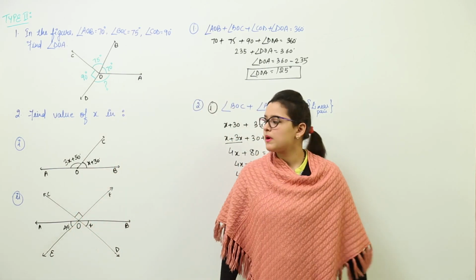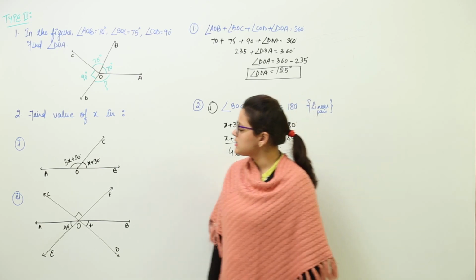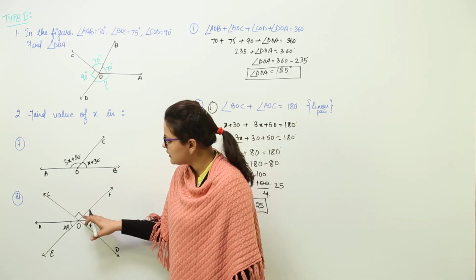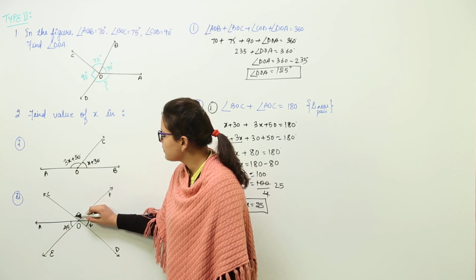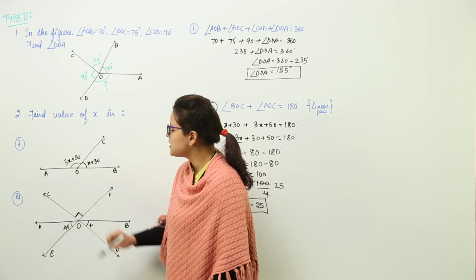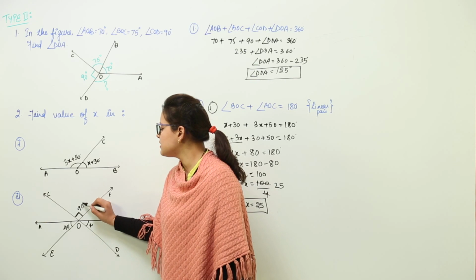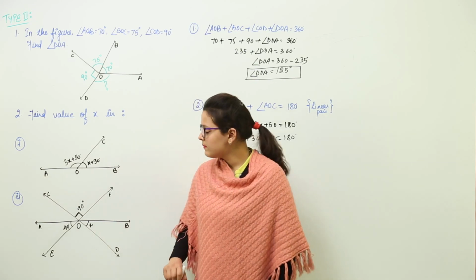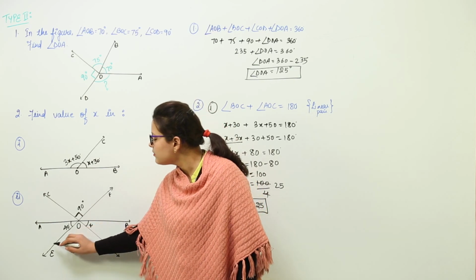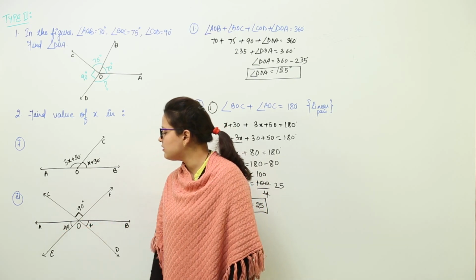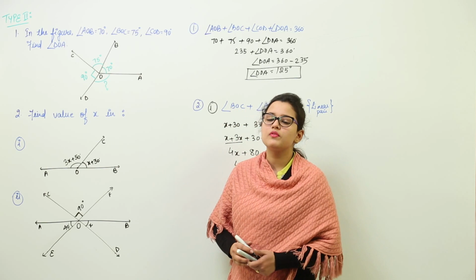What about the next part? In the next part also you can see we have been given the three angles, that is angle COF is given with this angle. What does this symbol represent? This symbol represents that this angle is equal to 90 degrees. Here we have the x, angle BOD as x, and we have AOE as 40 degrees. We have to find the measurement of x.